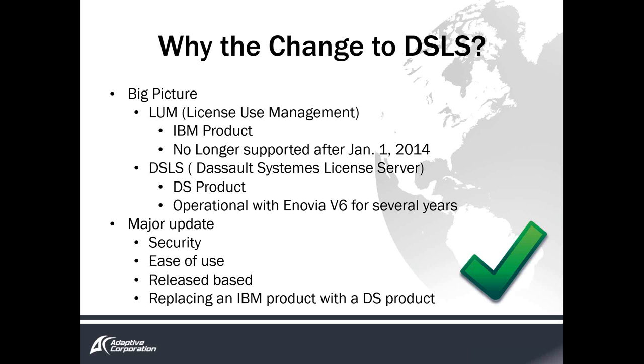So why is this occurring? One, it is a major change. It is a security change, an ease of use change. You just look at the documentation for LUM, and it is hard to use. It is release-based with CATIA and SmartTeam. And it is one of the final breaks of Dassault Systems and IBM. They've kind of been separating, going their own ways over the years, and this is one of the last products that IBM still has ingrained into the Dassault Systems product line.